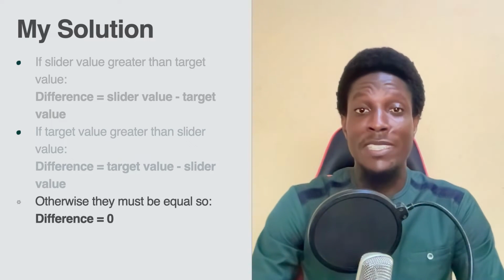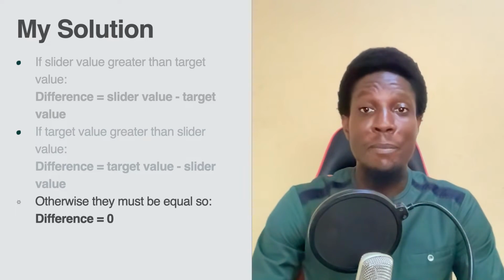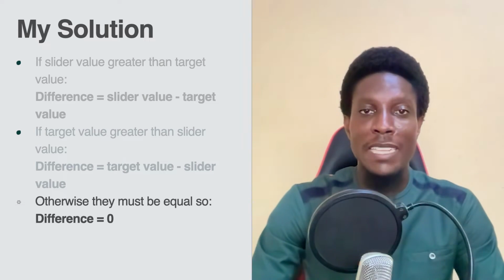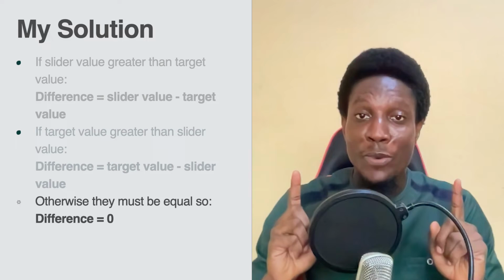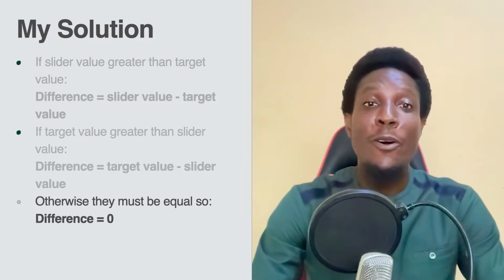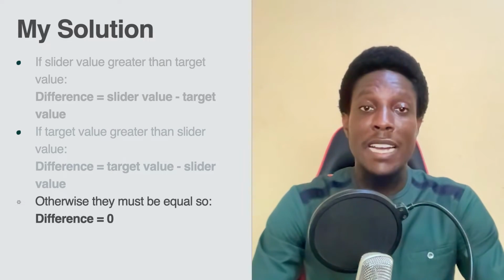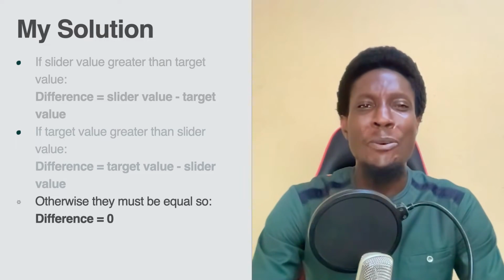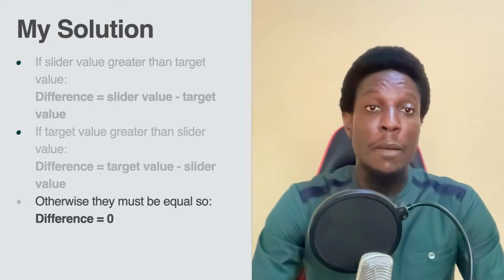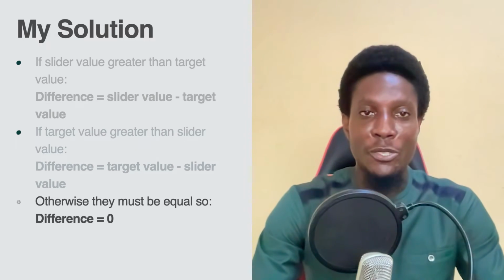This will always lead to a difference that is a positive number because you always subtract the smaller number from the larger one. Do note that this is just one way to calculate the difference, but there are other ways too. In fact, in a few episodes, I'll show you another way to calculate the difference that requires fewer lines of code. But for now, we'll start with this approach.